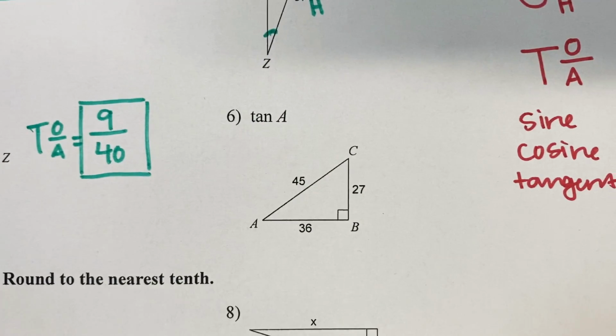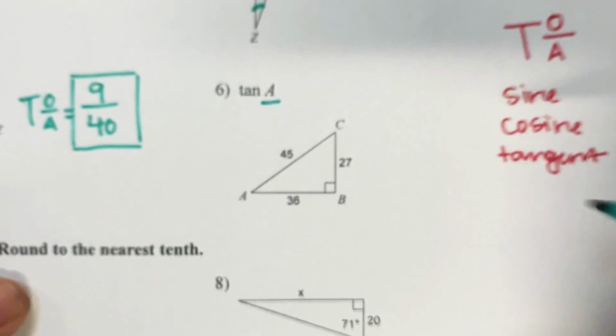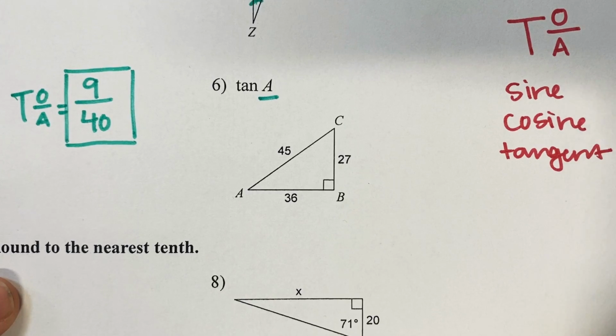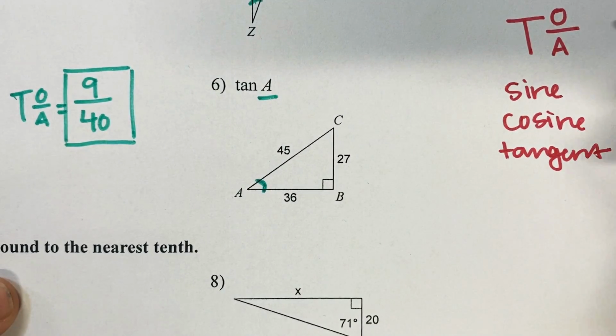Okay, let's do this one more time. So now it wants tangent of A. Okay, so find angle A. Tangent of angle A, so find A, it's right there.